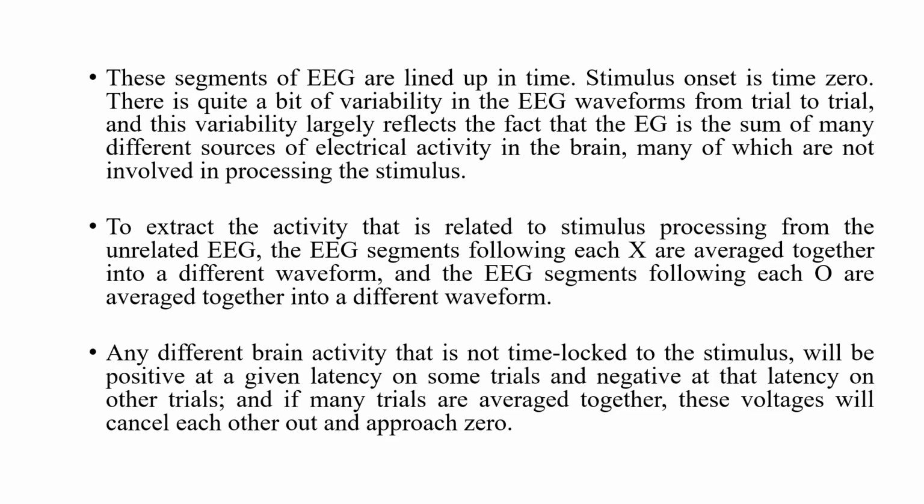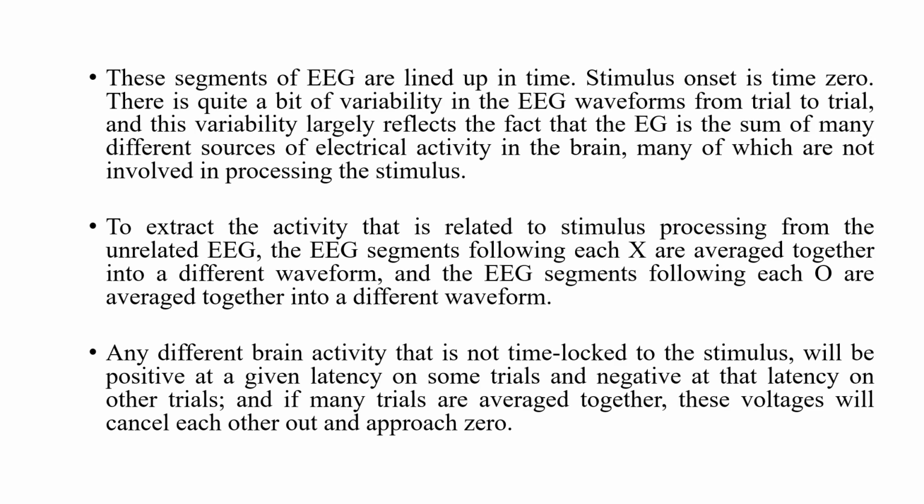Now, these segments of EEG, around 9 seconds' worth of EEG data, are lined up in time. They are chronologically arranged. Stimulus onset time is set at 0. There is quite a bit of variability in the ERP waveforms from trial to trial, and this variability reflects the fact that the EEG is the sum of many different sources of electrical activity in the brain, many of which we are not interested in, and they are not involved in processing of the stimulus.